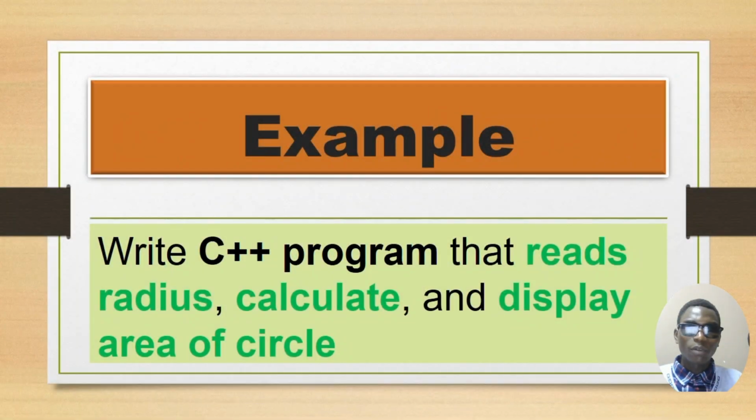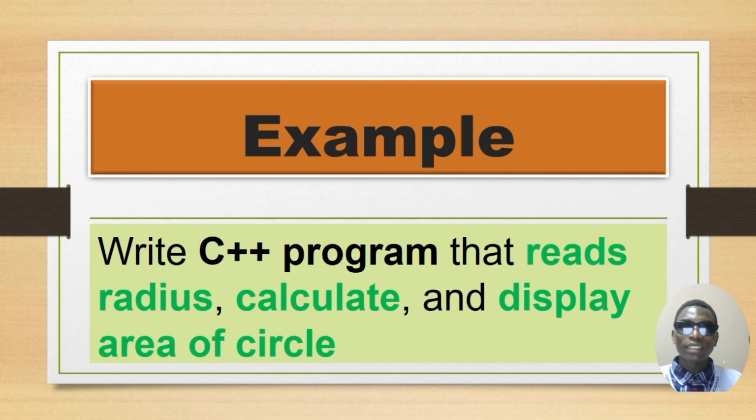See a simple example here. We are going to write a C++ program that reads a radius, calculates, and displays the area of a circle. We need to read a radius here. We calculate and display the area of the circle. And as you know, in the area of a circle, we need to use the constant pi. Do you understand? That pi is kind of constant because its value is already defined and cannot be changed.